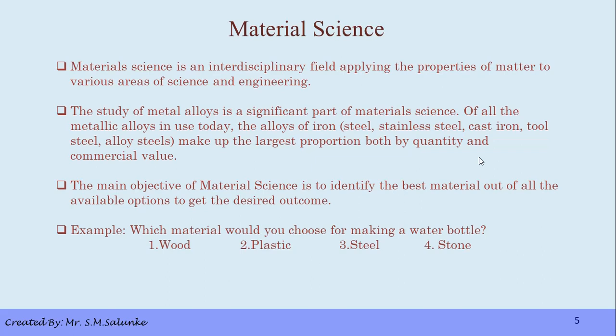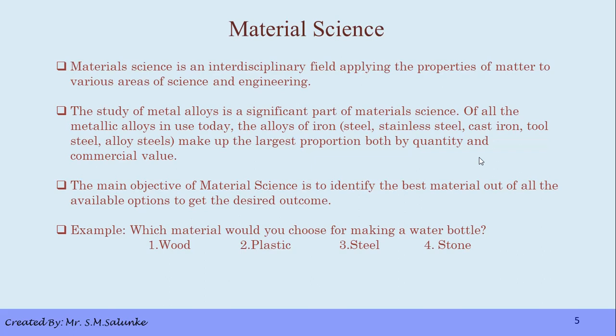Now let's look at an example. Which material would you choose for making a water bottle? The options are wood, plastic, steel, and stone. Now, in this case, most of you will select plastic as the best material for making a water bottle, as that's what we have seen all around us.